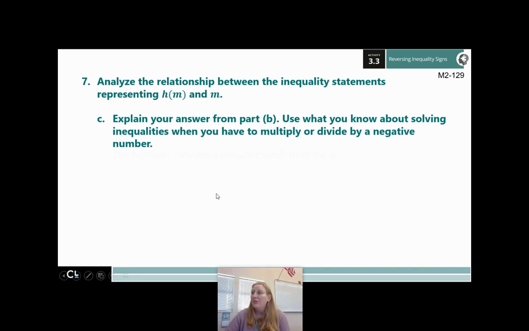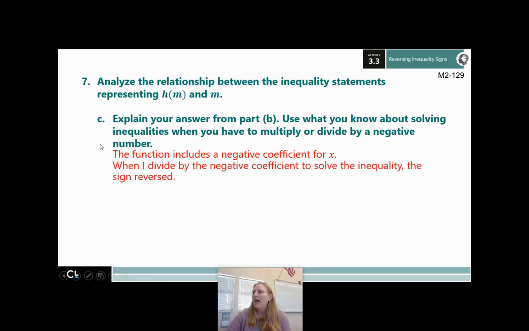So yeah, I don't know about you guys, but I noticed that my original function was negative 20m plus 4,800. It had a negative coefficient for x. It had a negative slope, right? Negative 20. And so when I divided both sides by that negative coefficient to solve the inequality, when I divided both sides by negative 20, the sign reversed. So that's why it happened, because I was having to divide out that negative 20, that negative coefficient for x, and it reversed all my signs. That's how it goes.